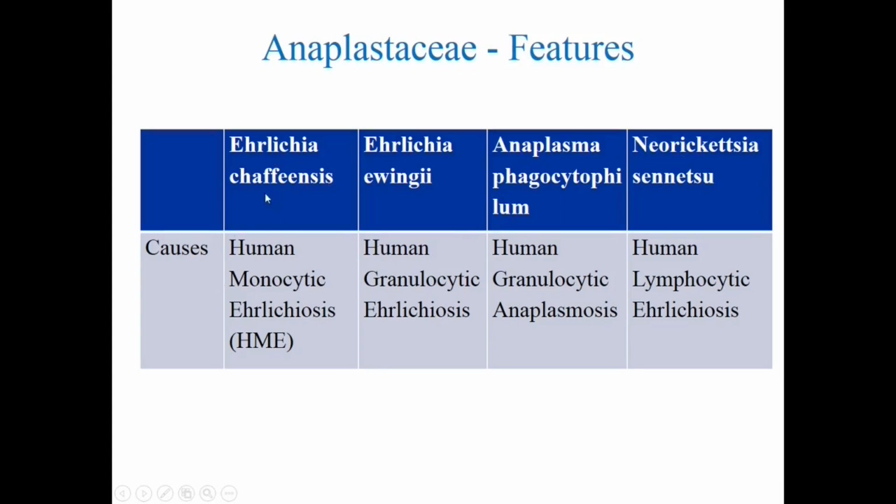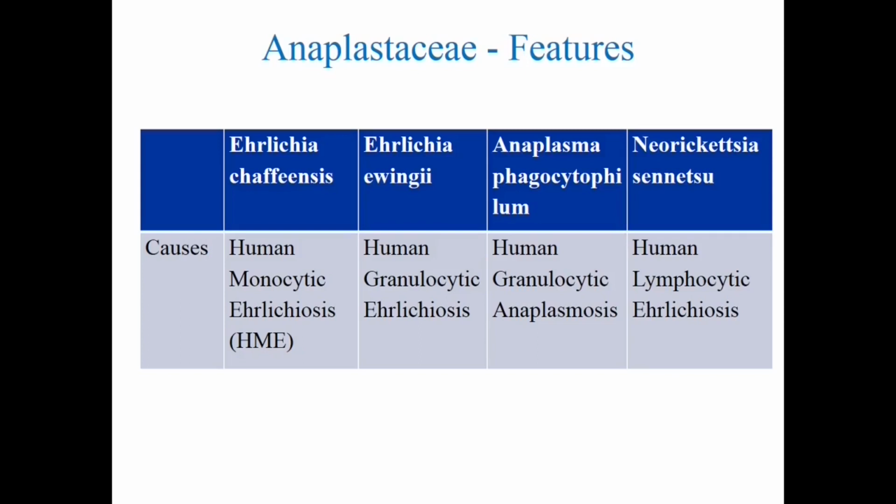Ehrlichia chaffeensis causes human monocytic ehrlichiosis. Ehrlichia ewingii will cause human granulocytic ehrlichiosis. This Anaplasma group will cause human granulocytic anaplasmosis. Neorickettsia, at least this slide you can try, causes human lymphocytic ehrlichiosis. So you have a Rickettsiaceae group and you have an Anaplasmataceae group.